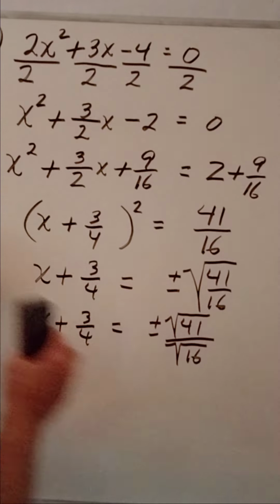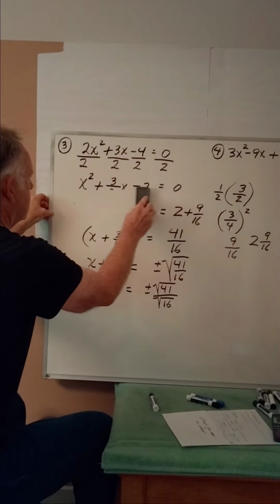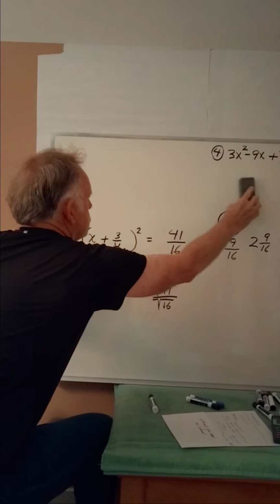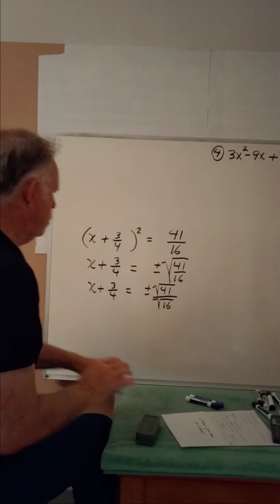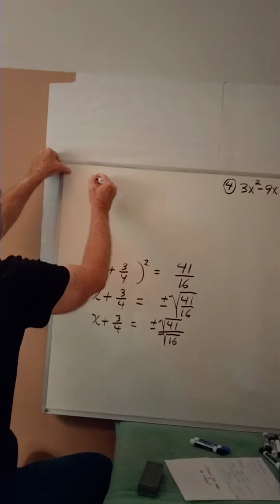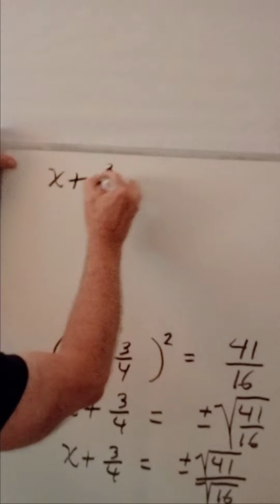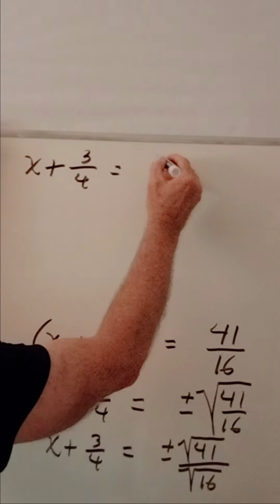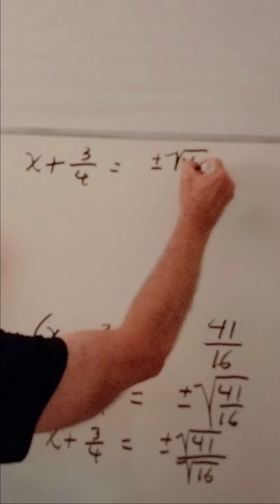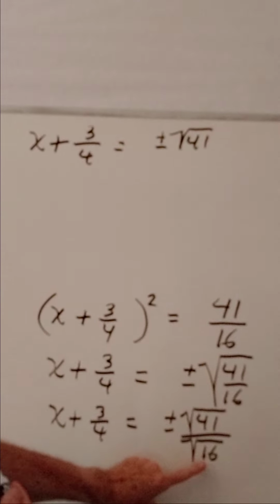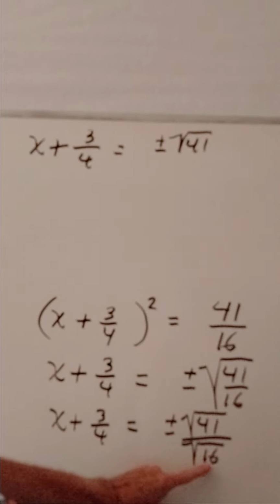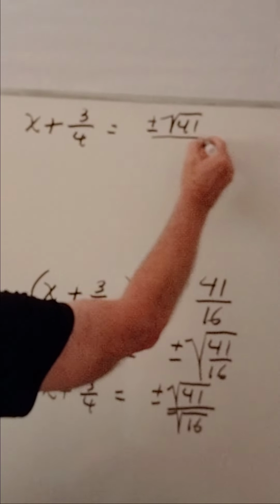Let me just erase some things up above right here because I've got limited board space and I want to make sure that there is no doubt about what we're going to do. So I'll just recopy that x plus 3/4 up here, and that will be equal to positive or negative root 41 over the radical of 16, which is a rational number. Its root is 4.